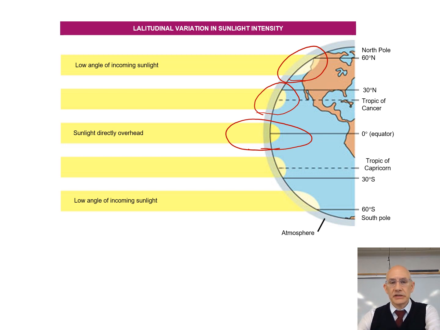We can also see that in the upper latitudes, the sun is going through more of the atmosphere, so it's getting scattered more by the gases, lowering the intensity.